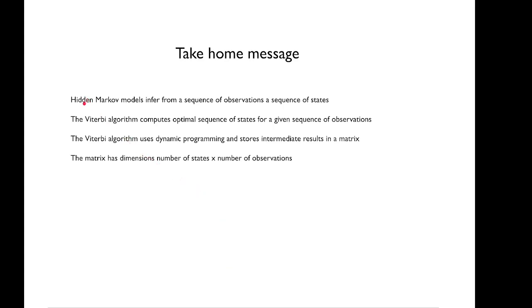So take-home message: hidden Markov models can infer from a sequence of observations a sequence of states. The Viterbi algorithm computes the optimal sequence of states for a given sequence of observations, and it uses dynamic programming and stores the intermediate results in a matrix. And the matrix has dimensions of number of states times number of observations.